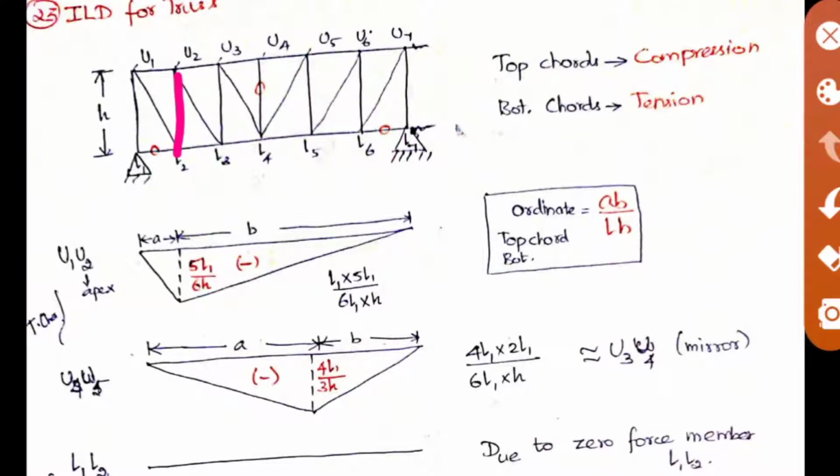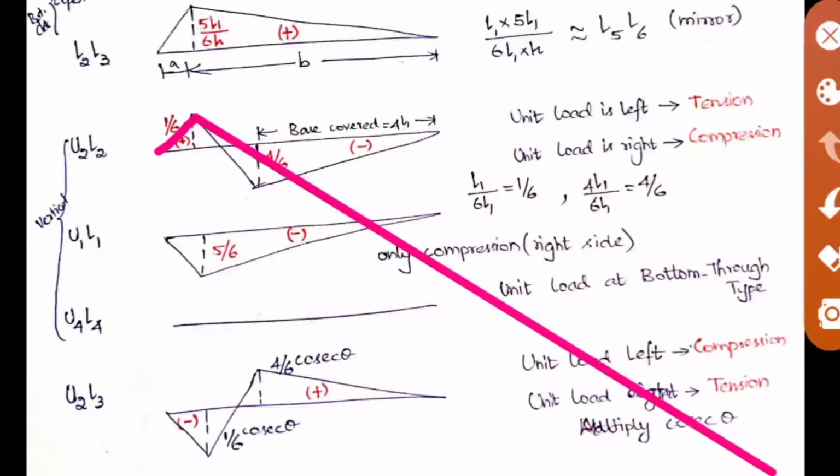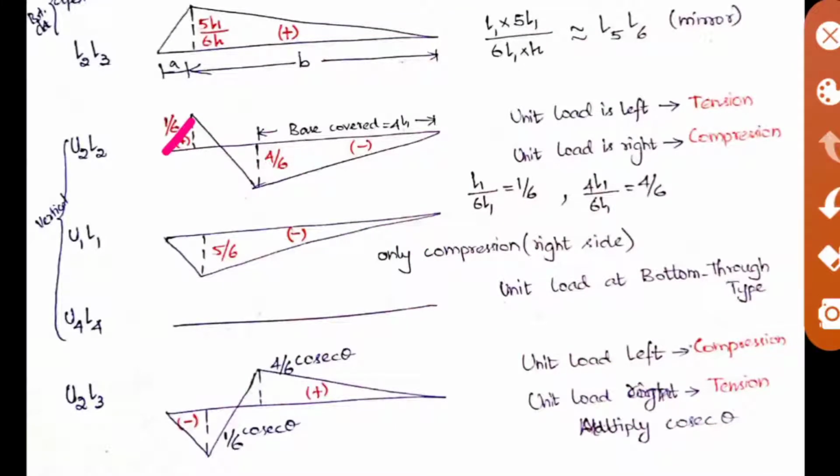Okay, so as I told you before, if the UDL is on the left side, it should be in tension. So here it will be in tension and here it will be in compression. So it means the diagram will be increasing first and then it will be decreasing. Okay, so now you keep this in mind. Now if you see this diagram, it is increasing till the point U2 and then it will be decreasing towards the U3. Okay, so this will be your U2 point and this will be your U3 point, and after that it will be in compression only. So this is the shape you have to draw for the ILD for this type of vertical members.